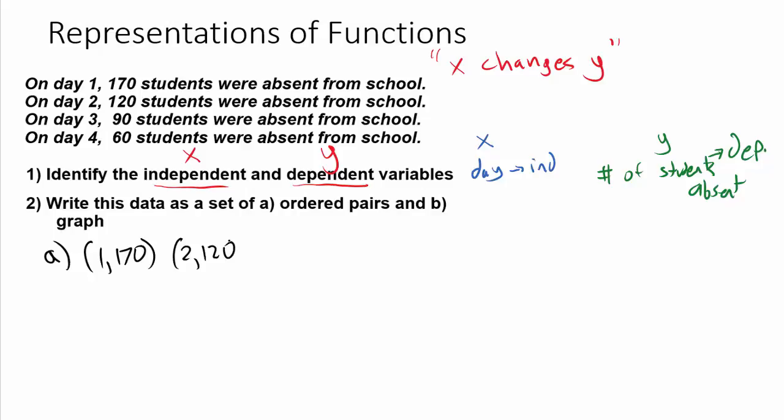So to write them as ordered pairs, I'm just going to list out all of our different ordered pairs here. We got 1, 170, 2, 120, 3, 90, and then we have 4, 60.